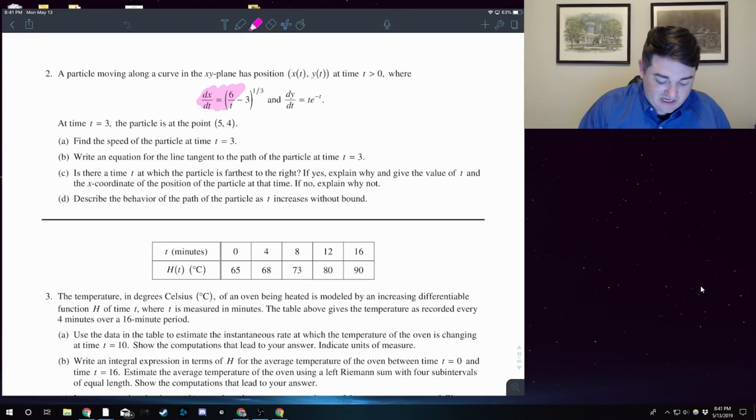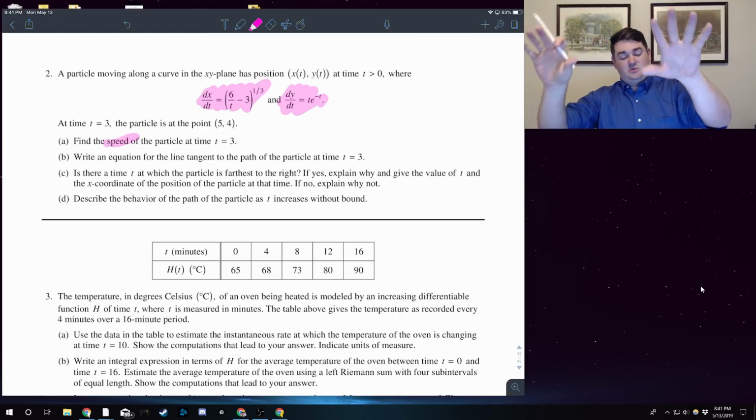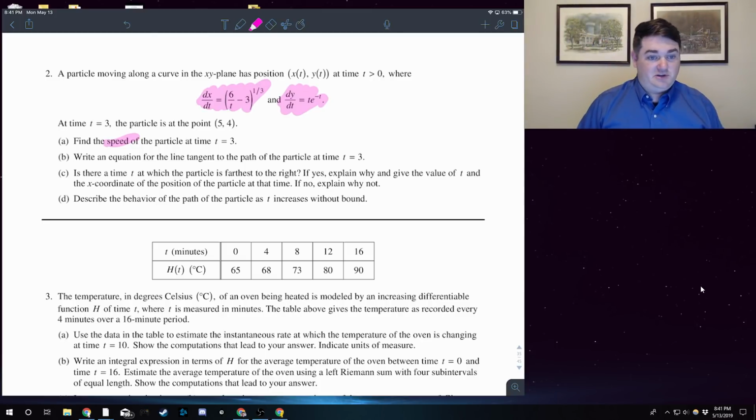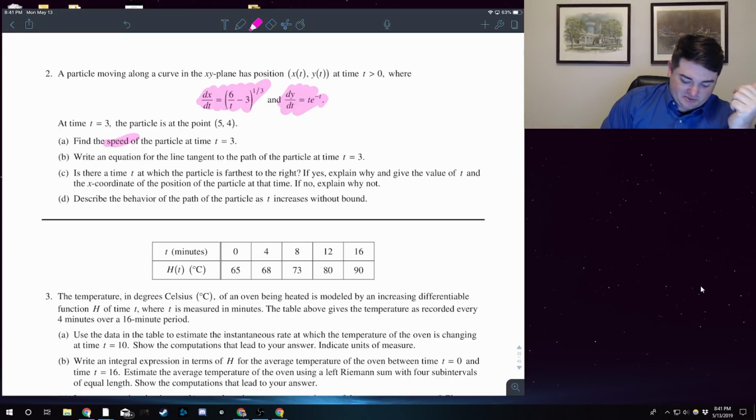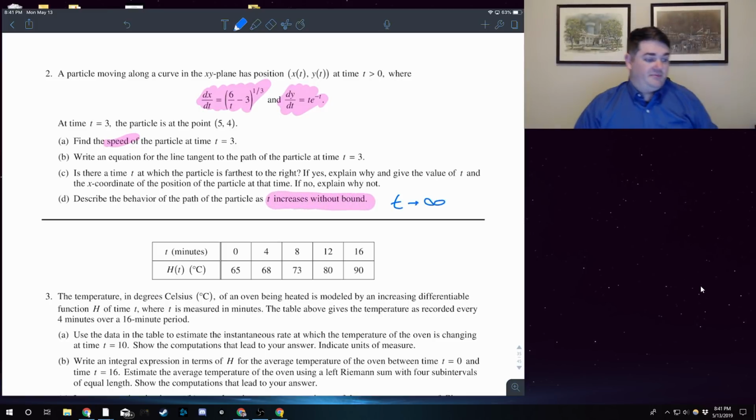They gave you dx dt and dy dt and then asked for speed. Okay, formula chart, square root of dx dt squared plus dy dt squared, plug in 3. Your calculator's going to do the heavy lifting there. B, write the equation for the tangent line. Okay, you've got to find dy dx, dy dt over dx dt, plug in 3. There's nothing too spicy there. Describe the behavior of the path as t increases without bound. They're just saying take a limit as t goes to infinity there.